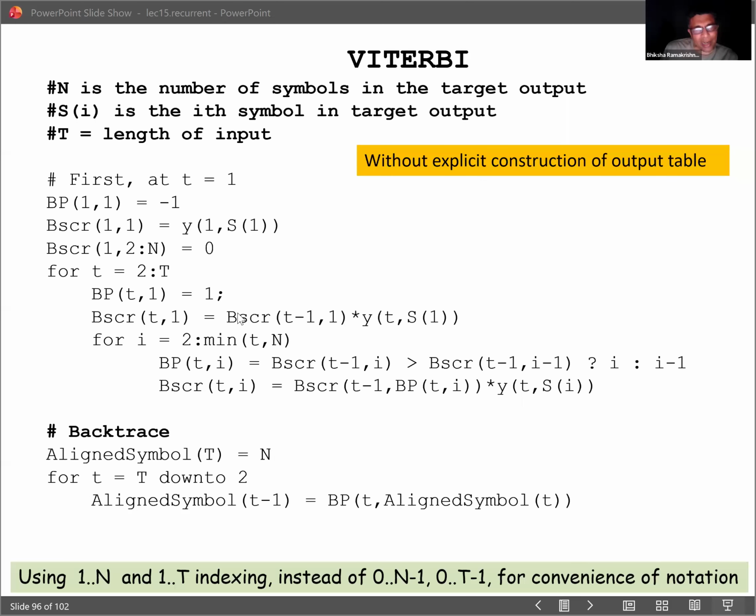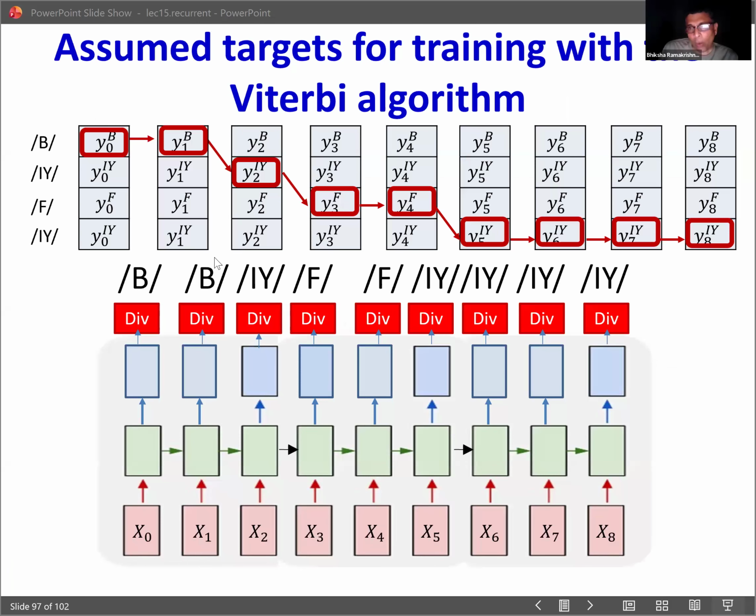I have some pseudocode over here. I'm going to skip the pseudocode. But what we got at the end of it was an alignment of the compressed symbol sequence to the input. And now we're going to treat this alignment as ground truth, which means that now you have a one-to-one correspondence between the target, which is obtained from this alignment, and the actual outputs of the network. And so now you can compute a divergence by just comparing these, and you can compute the derivative of the divergence with respect to each of the outputs.